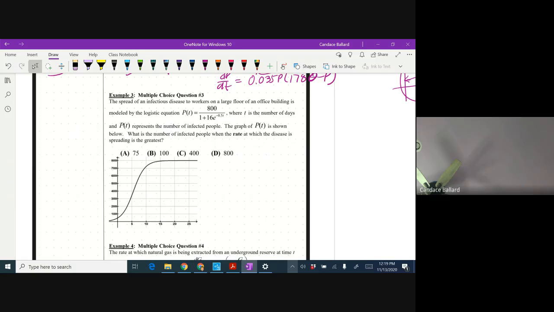So just looking at the graph there, thinking about how we talk about graphs, when would it be growing the greatest? Gabby, I'm telling you, you've got it.